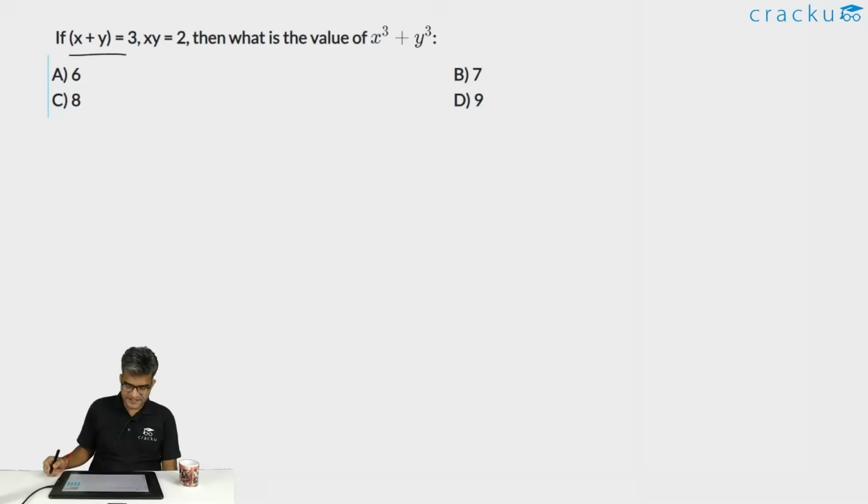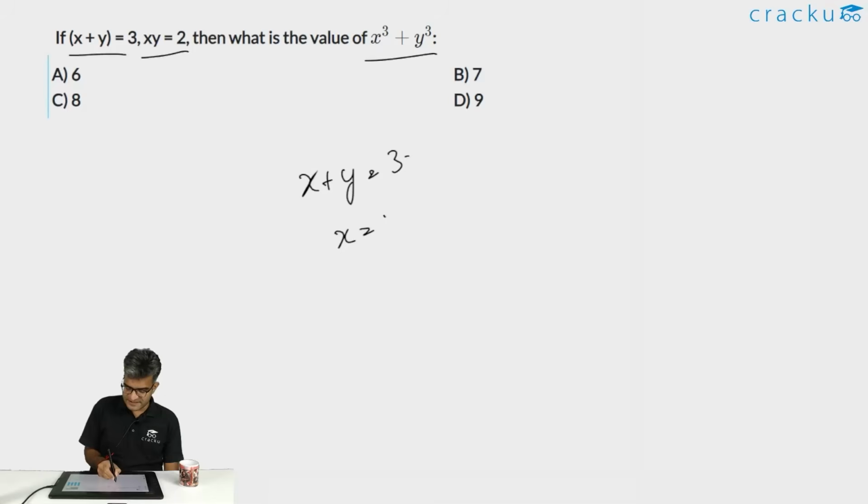Here we are told that if x plus y is 3 and x into y is 2, what is the value of x cube plus y cube? If x plus y is equal to 3, the value of x is 3 minus y. So x into y is 2.